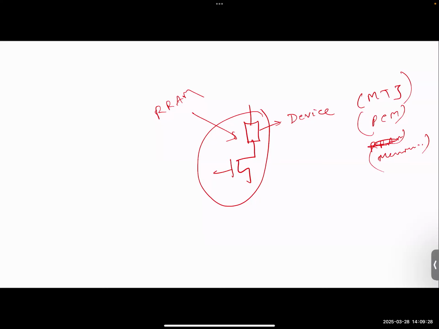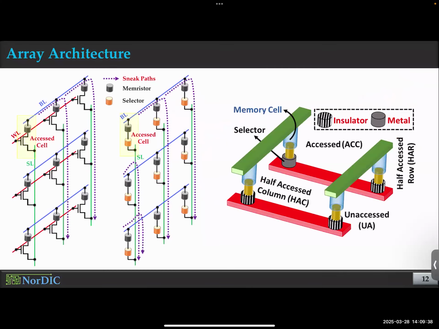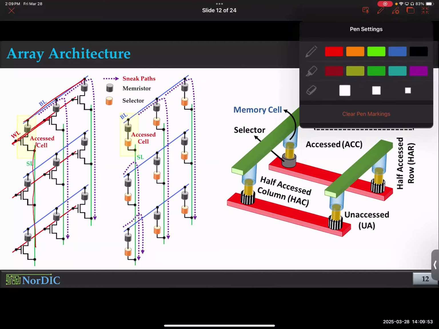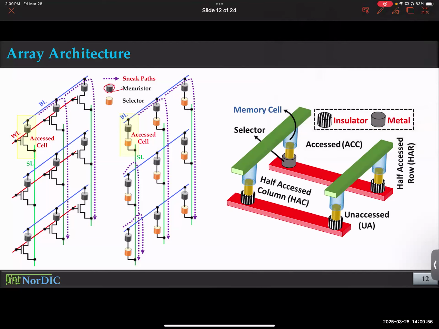Anyways, you see that their structure is exactly the same. We have a resistive element and we have a selector, a transistor that allows us to access the device. So I don't have to do anything. This is a repeat of what we discussed before. The array structure remains exactly the same as the STT MRAM structure. Does that make sense? You have word line, you have bit line, and you have source line, similar to what we had before. All I had to do is change the animation and make it memristor. That's all.